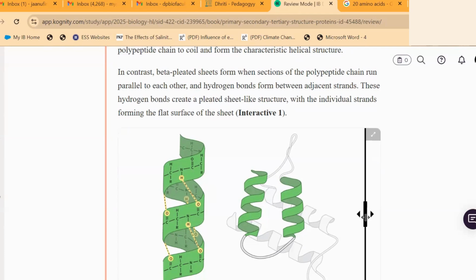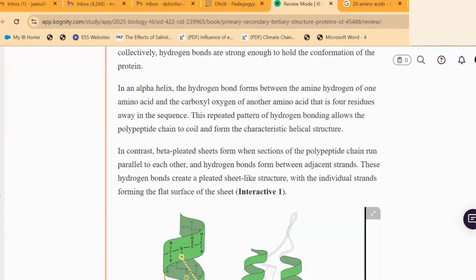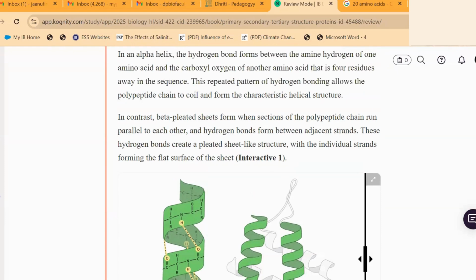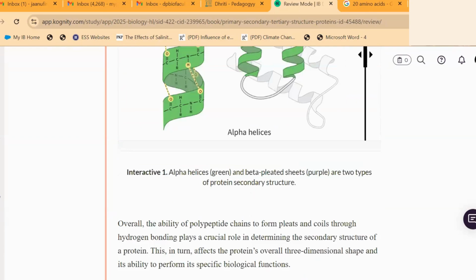So alpha helix is the bond formed by the hydrogen bond between the hydrogen of the amine group of one amino acid and the carboxyl group of another amino acid, which keeps on repeating. So this repeated pattern of hydrogen bonding allows the polypeptide chain to coil and give this alpha helical structure. This is how the response should be given.